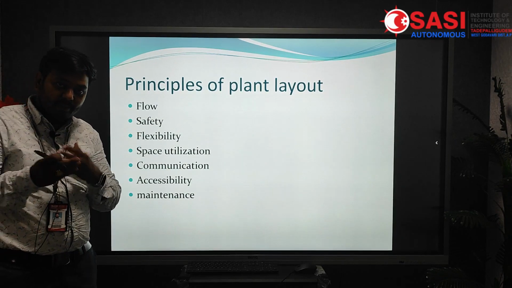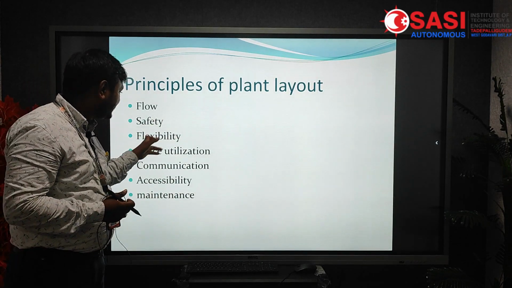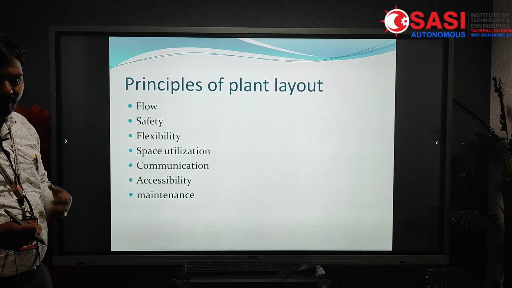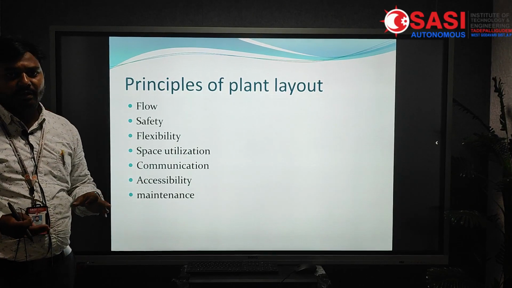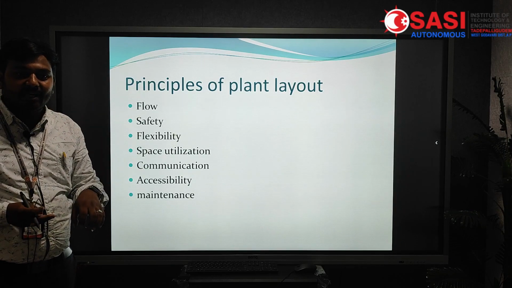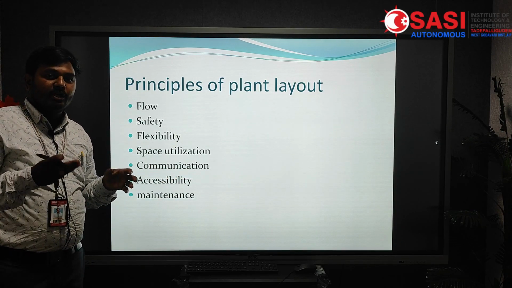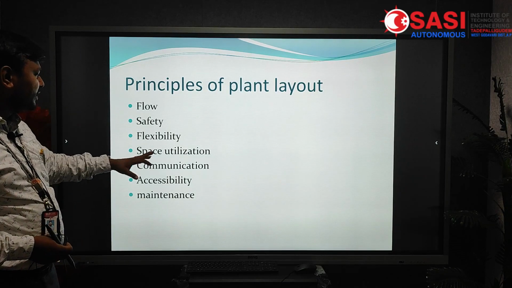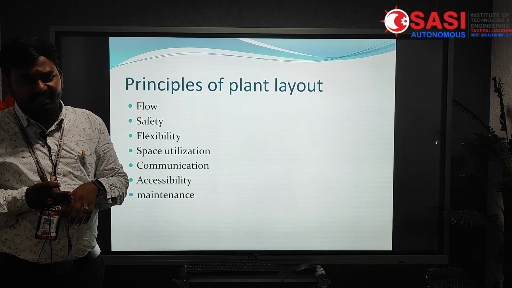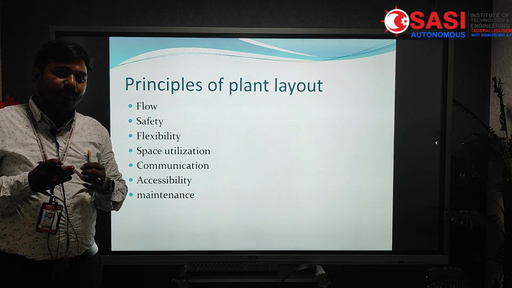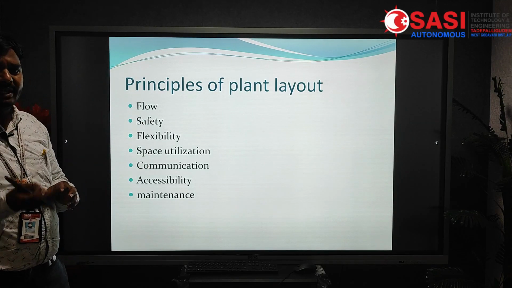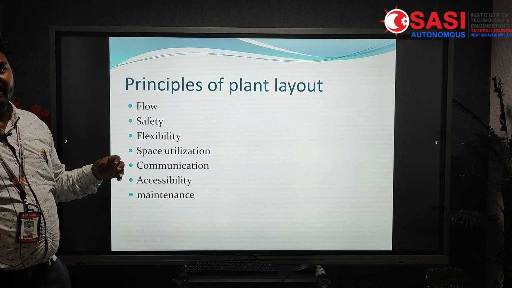Proper flow, there must be a proper flow of resources. And safety, no one should be harmed while involved in the production process. And flexibility must be there. You must be able to change the plant position from one to another in order to get efficient results. And communication, there are various departments existing within the organization, so the communication within the departments must be available in order to communicate with each and every department.